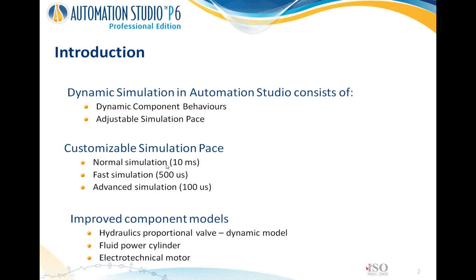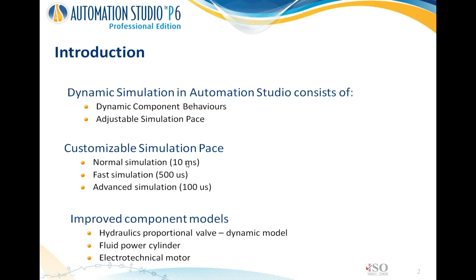The first one is the normal simulation, which is basically our previous version, which is 10 milliseconds. And the new options are fast simulation, which iteration is carried out every 500 microseconds, and the advanced simulation, which is carried out at 100 microseconds. Basically, it means 0.1 milliseconds for advanced simulation and 0.5 milliseconds for the fast simulation.